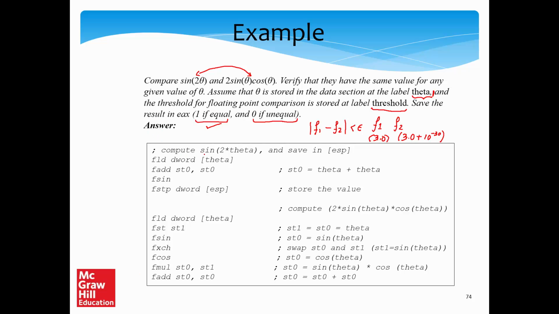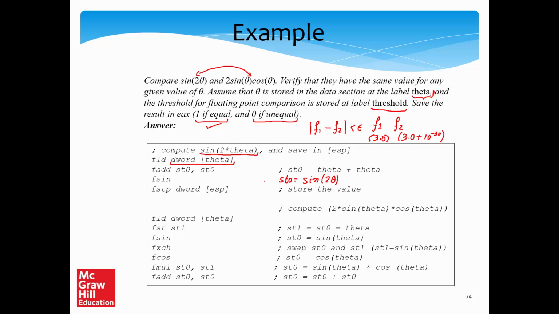Let's first compute sine 2 theta and save it in memory. The first thing we do is load the constant theta from memory, assuming that the value of the angle theta is stored at the label theta. We load the contents onto the stack top, which is st0, and then we add st0 with st0, essentially computing 2 theta. Then we compute the sine of this. At this point st0 is equal to sine of 2 theta.